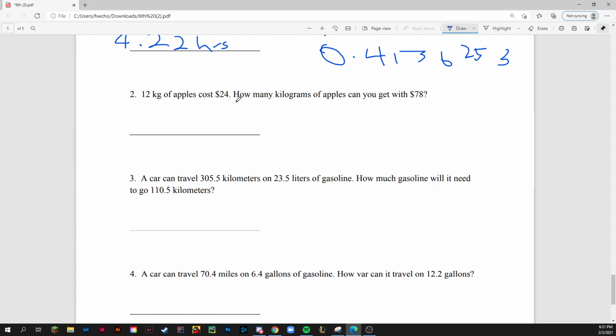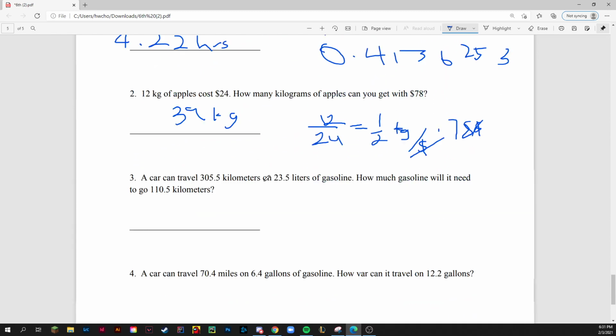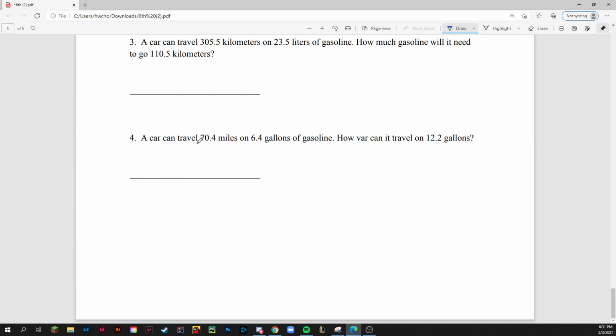12 kilograms of apples cost $24. How many kilograms of apple can you get with $78? So we're going to do 12 over 24. You get 1/2. You get half a kilogram of apple per dollar, okay? And since it's per dollar, you multiply it by $78. The dollar sign at the top and the bottom cancel out, and then you get 39 kilograms of apples. And I'll skip this problem because it's the same.